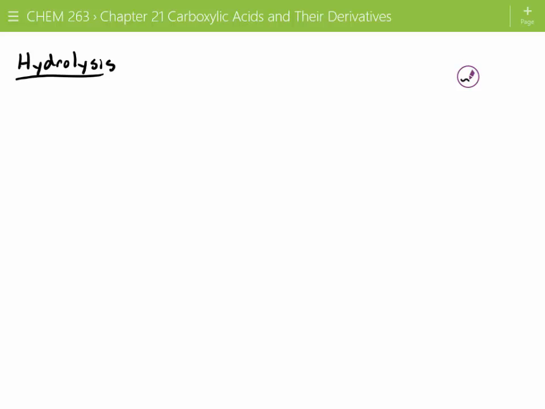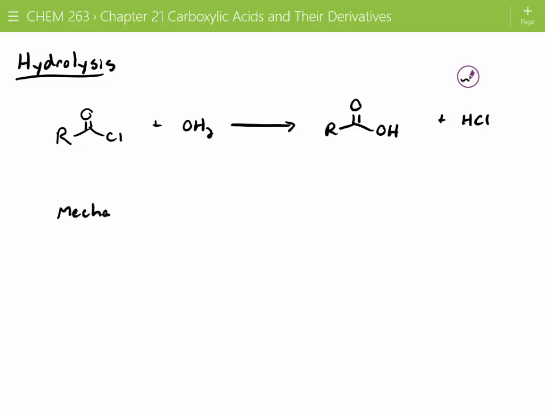The first one is that if you take an acid chloride and you react it with water, what do you think it'll go to? Yeah, it'll just go back to the carboxylic acid, and you'll make HCl during this. Let's just briefly show the mechanism. I'm not going to show it for the next ones because they're all so similar.